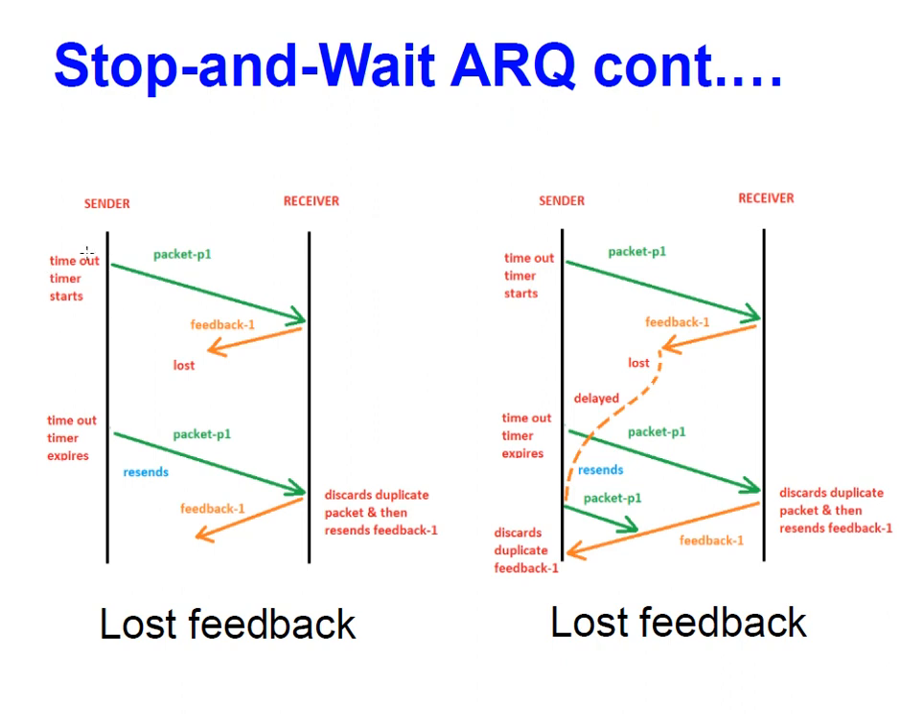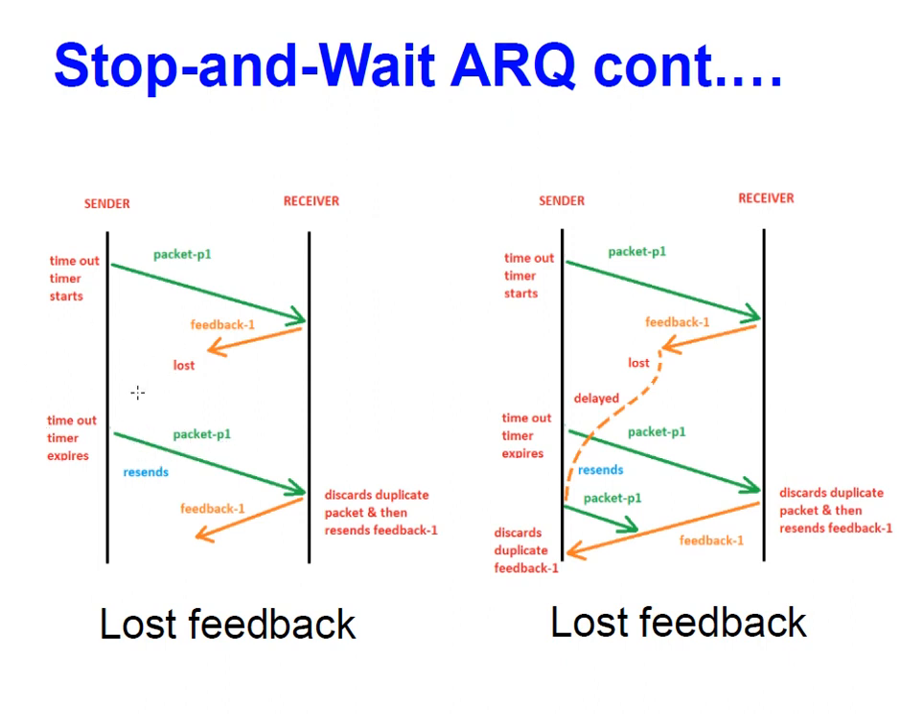So in a given time, when you switch on the timer, if within the timer the acknowledgement is received, then it is okay. If it is not received, then it will understand that it has to resend that packet. And once that particular packet is sent, again it will wait for the feedback. So here, discard the duplicate packet and then resend the feedback. That means the previously received packet, it will keep that one and discard the repeated packet.